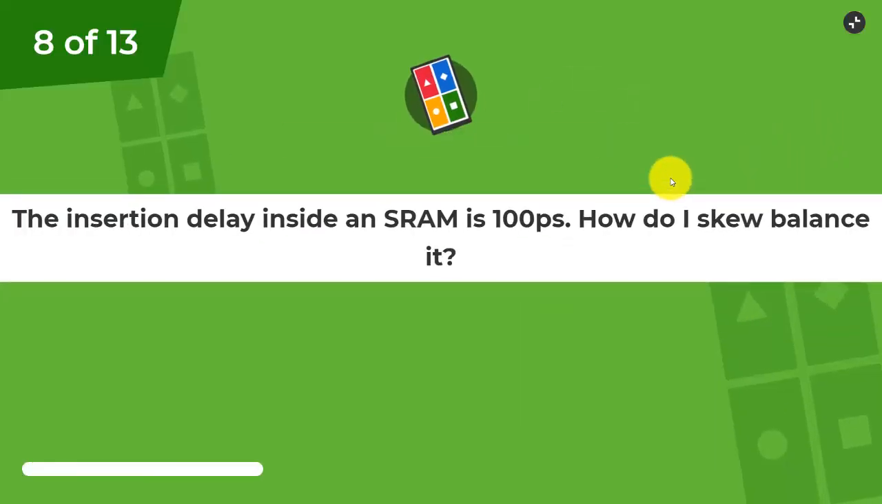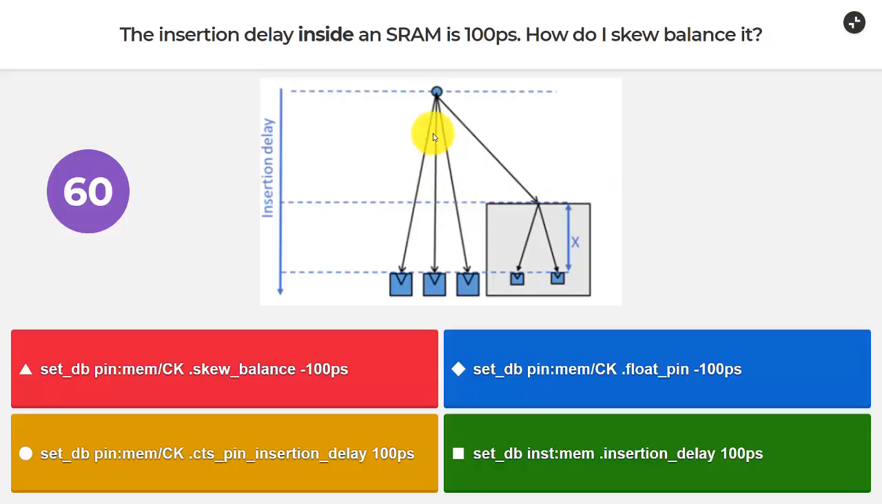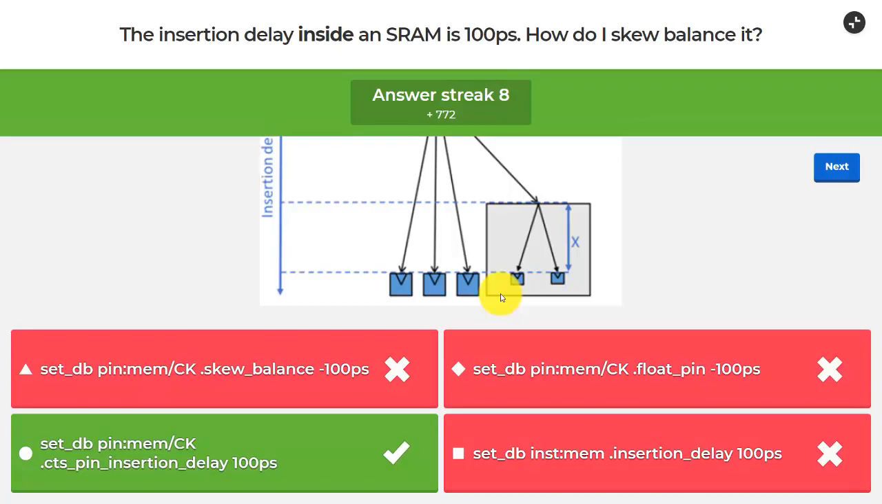Okay, so question number 8. The insertion delay inside an SRAM is 100 picoseconds. How do I skew balance it? And here we have a nice picture of what we're talking about. Do I use set_db pin mem clock skew balance minus 100 picoseconds, set_db pin mem clock float pin minus 100 picoseconds, set_db pin mem clock cts_pin_insertion_delay 100 picoseconds, or set_db inst mem insertion delay 100 picoseconds? And again, this is kind of hard, and it's very specific to the Cadence tools with the CCOpt commands. This is the correct answer, and let's go and look at that.